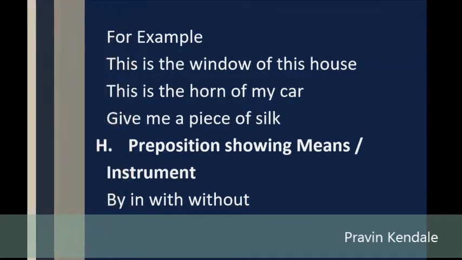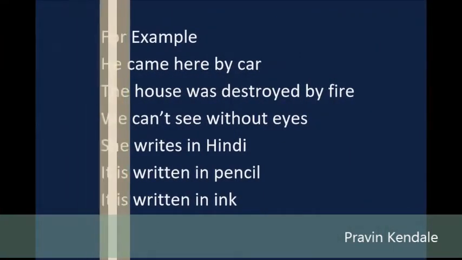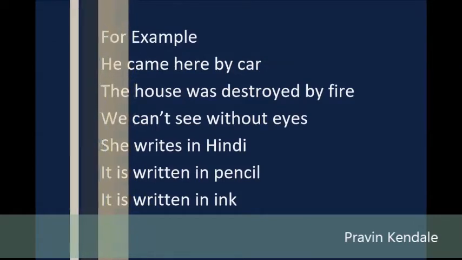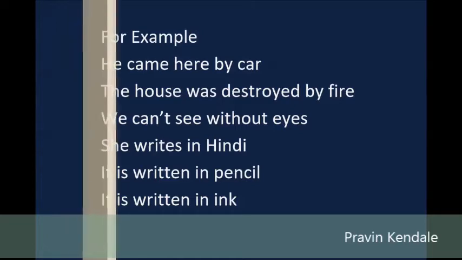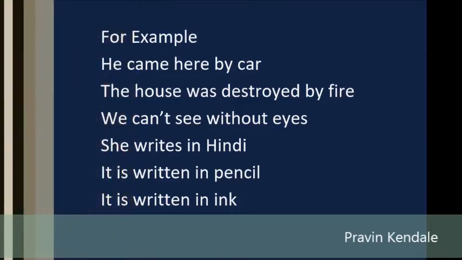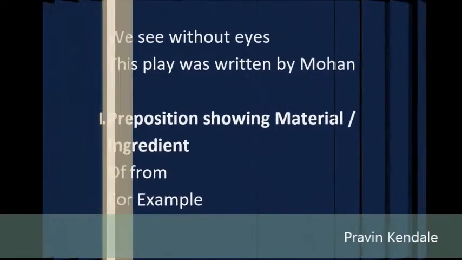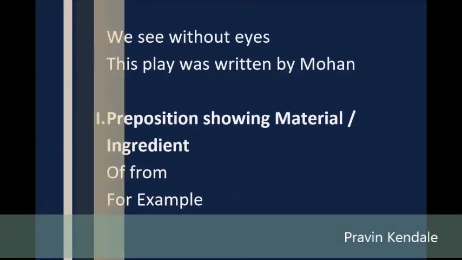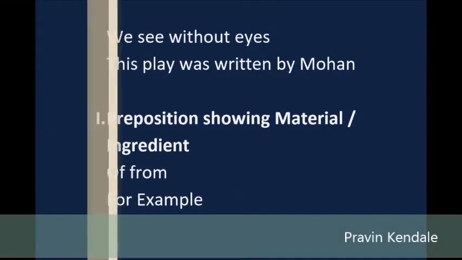H. Preposition showing means or instrument: by, in, with, without. For example, he came here by car. The house was destroyed by fire. We can't see without eyes. She writes in Hindi. It is written in pencil. It is written in ink. This play was written by Mohan.